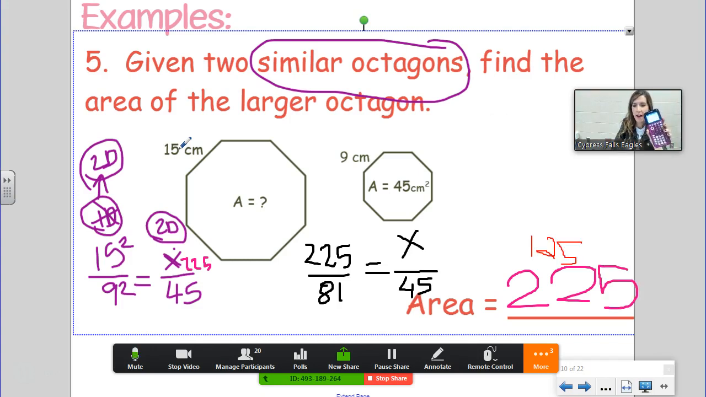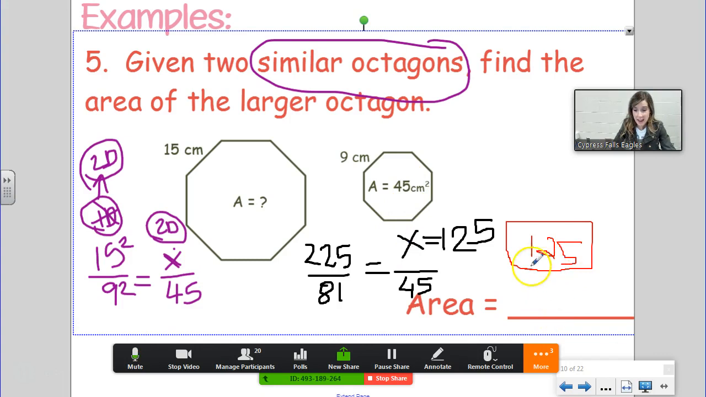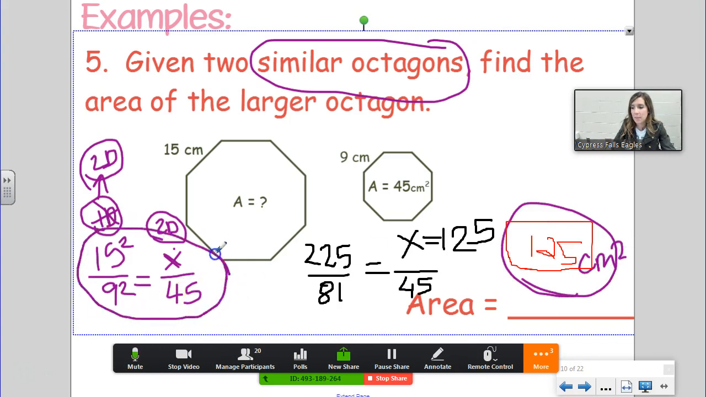I'm getting 125. Okay, erase that 225, please. The answer is 125 centimeters squared. You cross multiply these numbers right here. 15 squared times 45 divided by 9 squared. What questions do y'all have? Okay, I'm not hearing any questions. Let's try the next one.